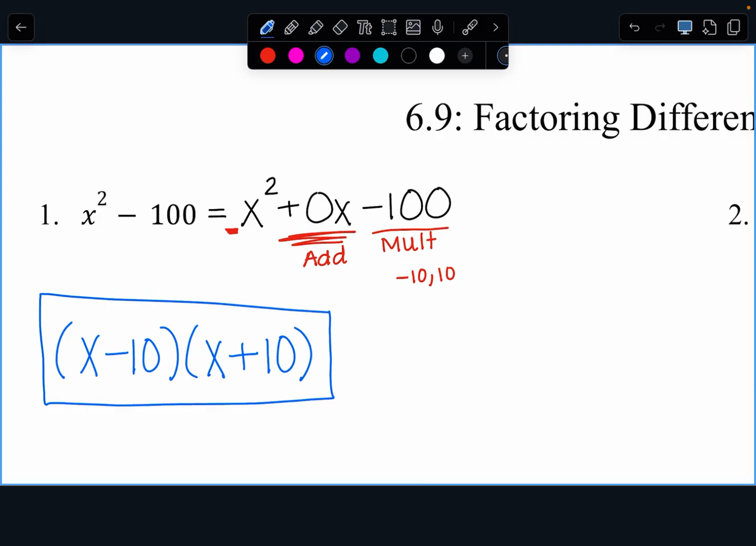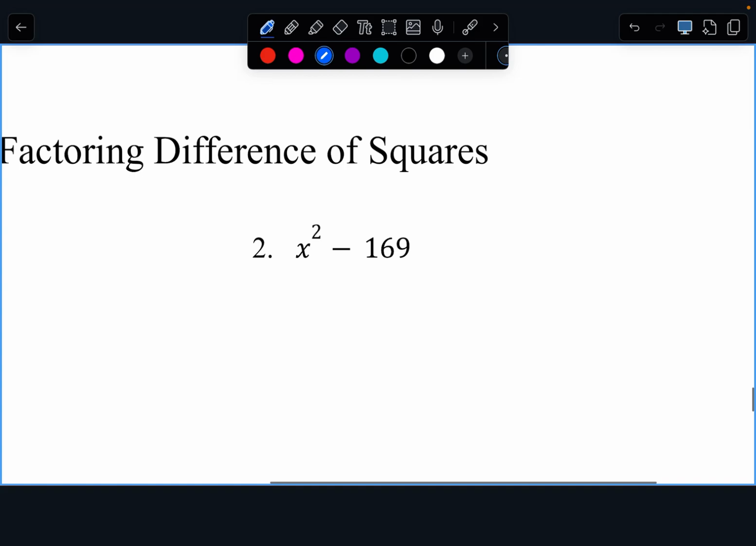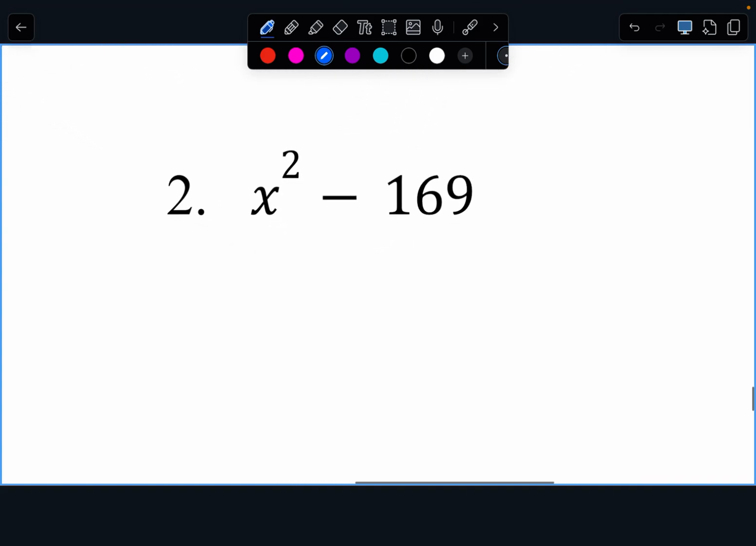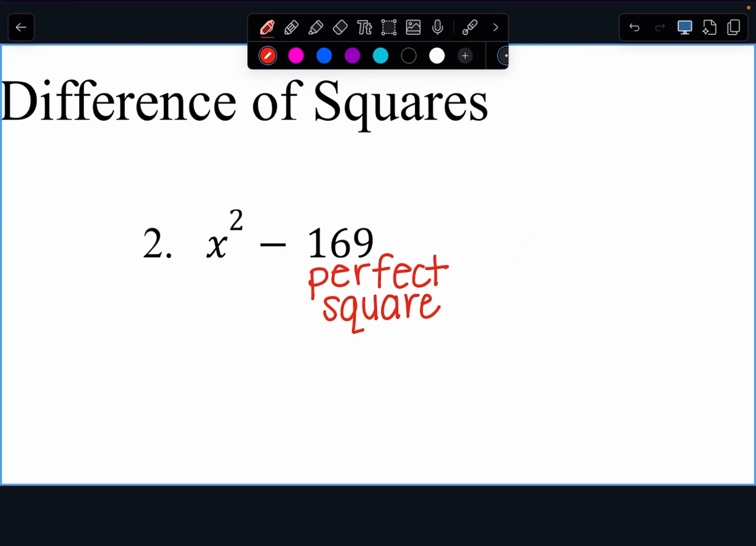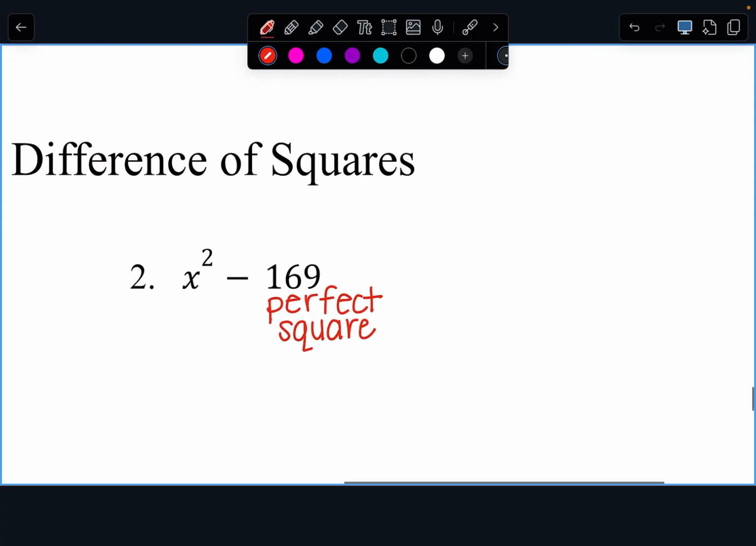Okay, so looking at number 2. Again, we have something squared minus something that is a perfect square. Does anybody know what a perfect square is? So I guess what we should do is list some perfect squares.